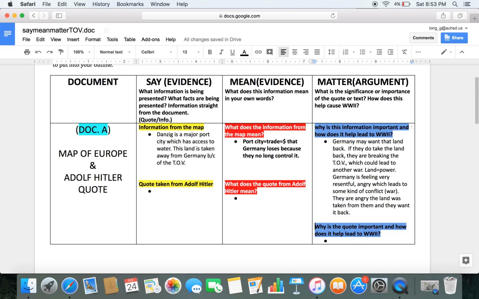So, once again, I will read over it. Germany may want that land back. If they do take the land back, they are breaking the Treaty of Versailles, of course, which could lead to another war because we know that land equals power. Germany is very resentful. They are very angry, which leads to some kind of conflict, of course, which is going to be war. And they are angry the land was taken from them and they're eventually going to want it back. They want some sort of revenge.